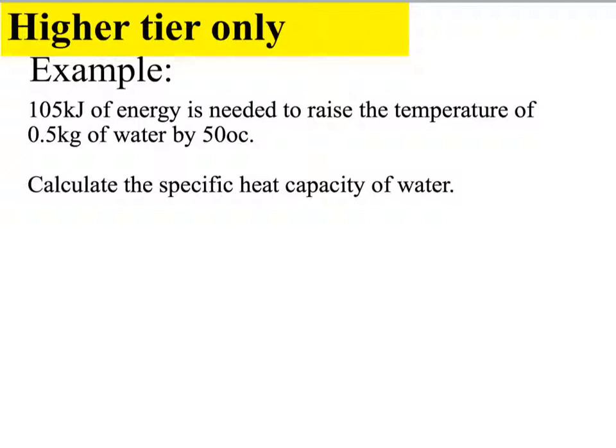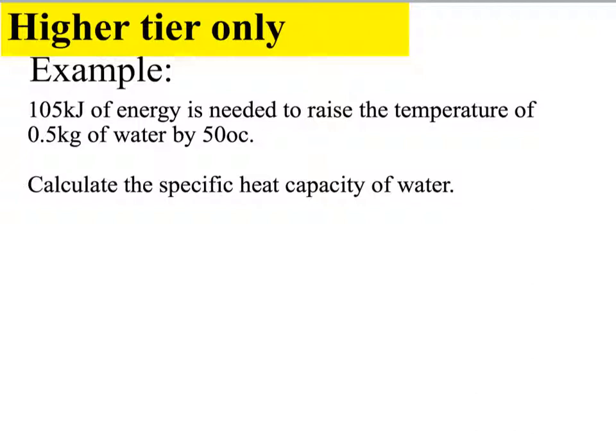105 kilojoules of energy is needed to raise the temperature of 0.5 kilograms of water by 50 degrees C. Calculate the specific heat capacity of water. Something to notice here before we go any further is the units that we're given for energy. The units in the question are kilojoules. Now, they are not the units that we're going to need if we're going to use our specific heat capacity equation. We are going to need this value in joules, so it's worth looking at these kind of things even before you start.